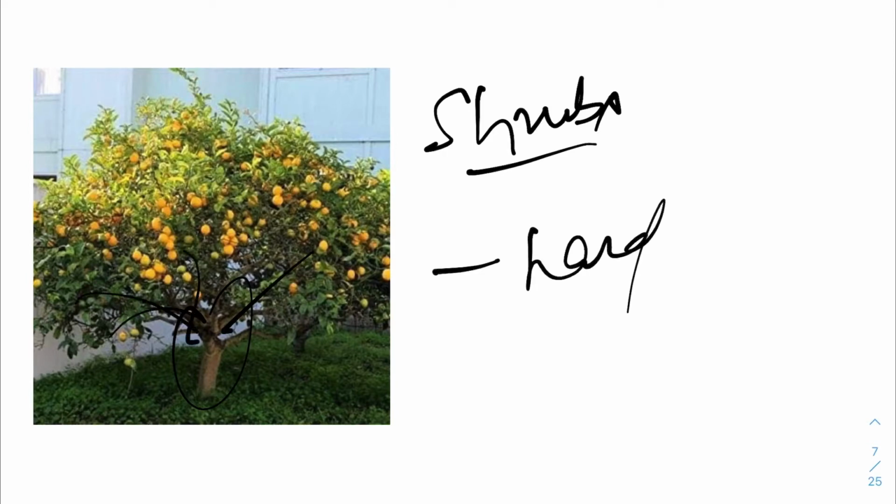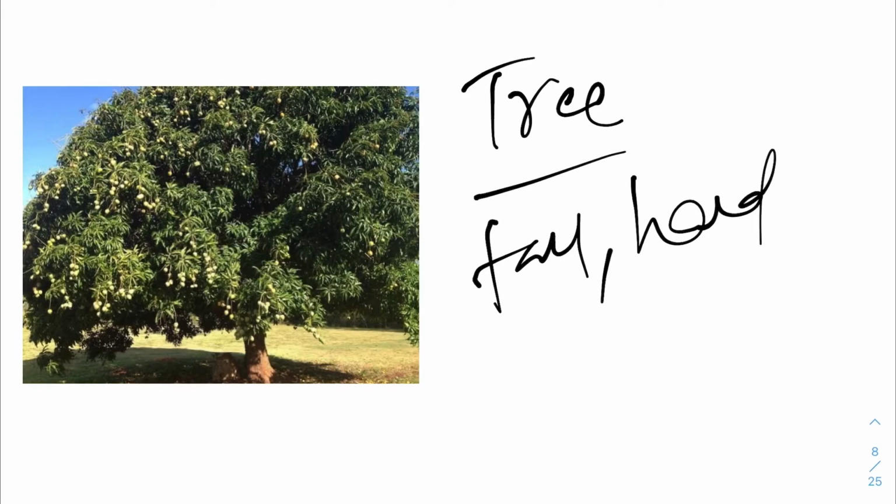And when you look at any tree, for example mango, these are very tall plants with hard and thick brown stem. Stem branches in the upper part, much above the ground.